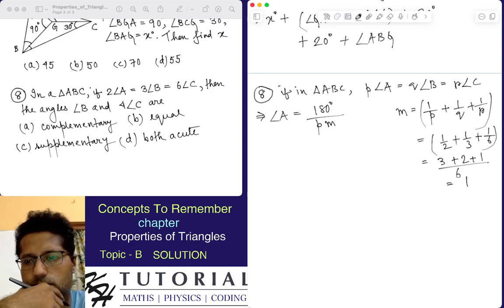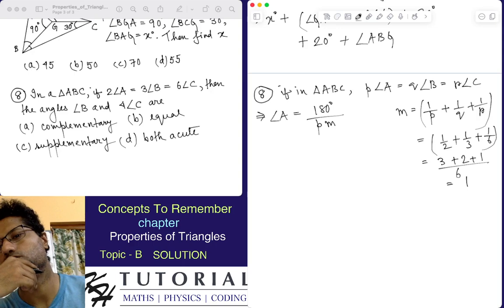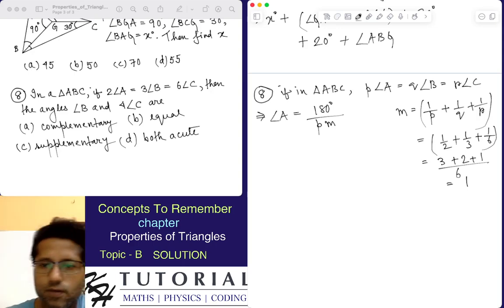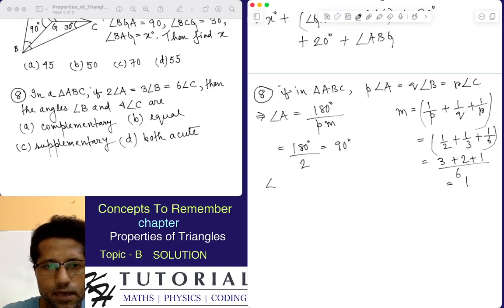LCM is 6, 3 plus 2 plus 1. Okay, this is 1. So this implies angle A will be 180 degrees divided by P. What is P? P is given to be 2. This is 90 degrees. We have to find angle B and angle C.